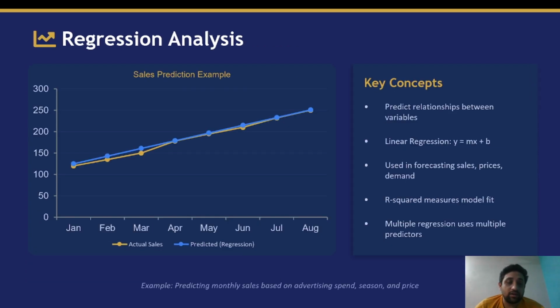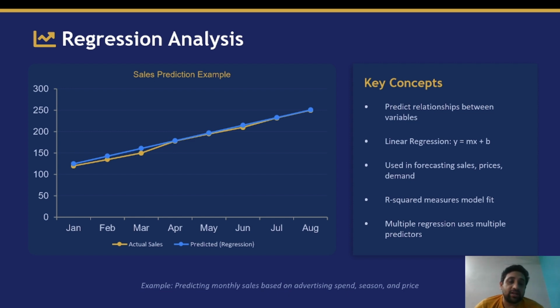Now let's move towards regression analysis. Regression analysis is used to understand relationships between variables and make predictions. The most common type is linear regression, which fits a straight line represented by the equation y = mx + b, where m is the slope and b is the intercept. It is widely used in forecasting, such as predicting sales or demand. The R squared value indicates how well the model fits the data, with values closer to 1 showing a better fit.